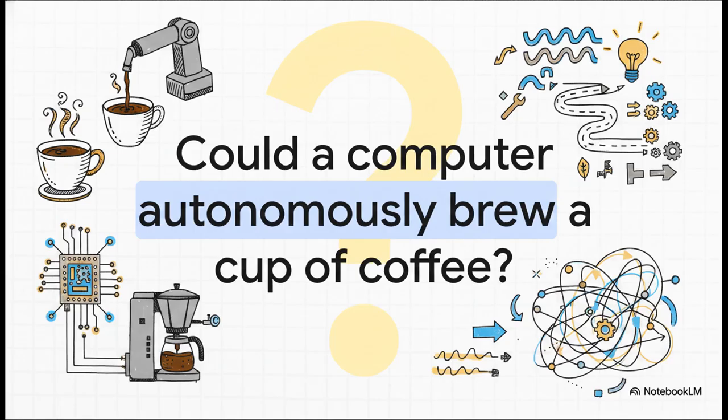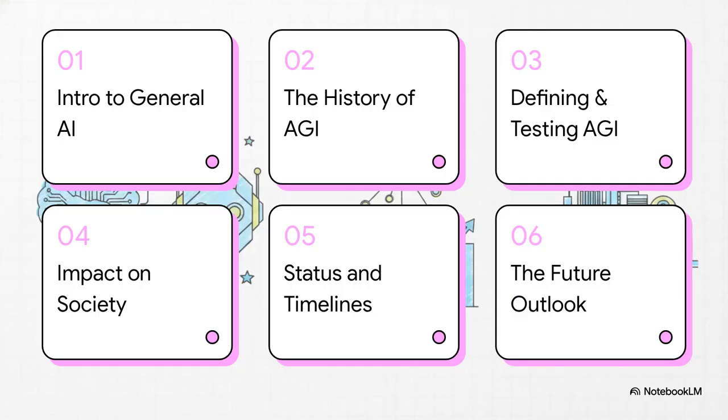To make that coffee, a machine can't just run on some rigid code. It has to actually understand a dynamic environment, solve unforeseen problems on the fly, and adapt. And that adaptability is the very core of what we call AGI. Okay, let's dive into this. First, we'll cover an introduction to general intelligence. Then look at the history of AGI, see how experts are defining and testing it, weigh the impact on society, check the current status, and finally, we'll explore the future outlook.